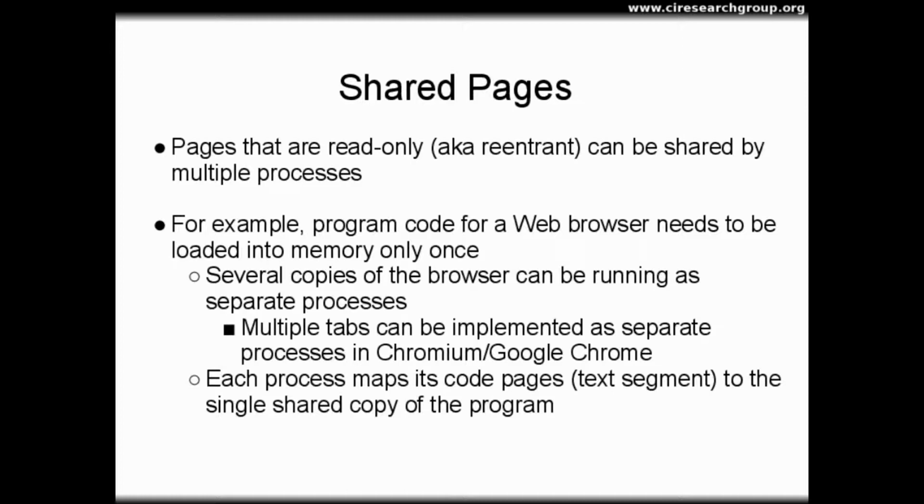Several copies of the browser can be run as several different processes, sharing the program code and thus saving memory. The open-source Chromium browser and its Google Chrome derivative allow each tab to run in a separate process. Shared memory pages allow the code for the browser, any extensions, and any plugins to be loaded only once, saving memory.